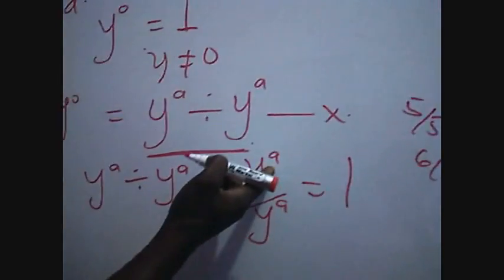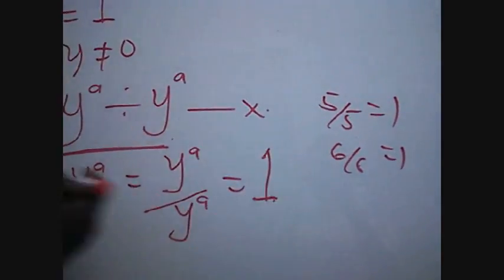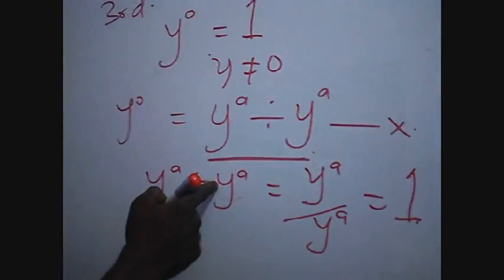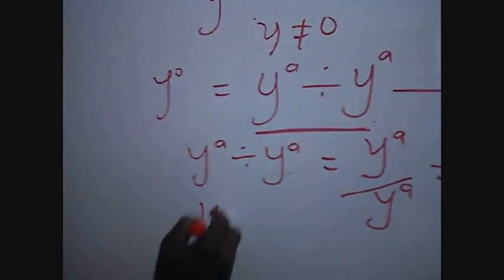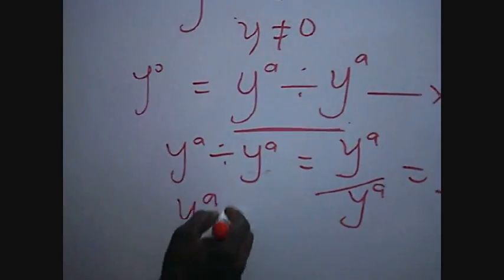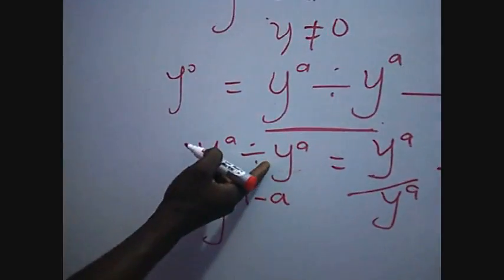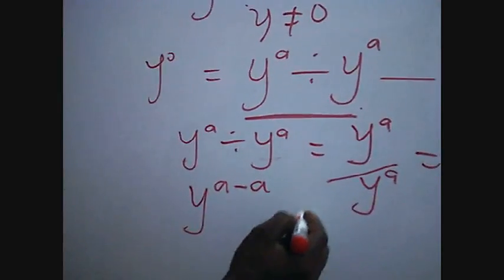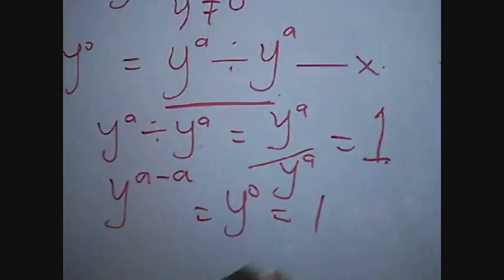So y raised to the power of a divided by y raised to the power of a will definitely give us 1. From here, using the second law of indices, this is the same thing as y raised to the power of a minus a, because we have division, with the same bases in between them. This gives us y raised to the power of 0, which is equal to 1.